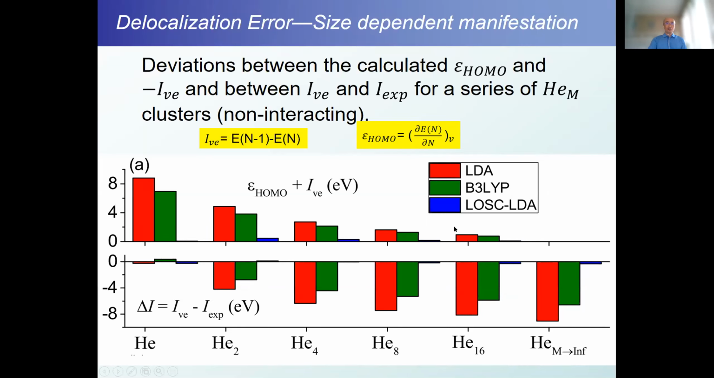And with lOSC, we just add a correction to LDA, and it is able to capture from one helium atom all the way to many helium atoms in the infinite-number extrapolation. So that is a very challenging task.